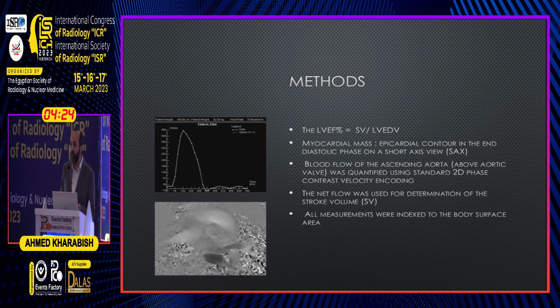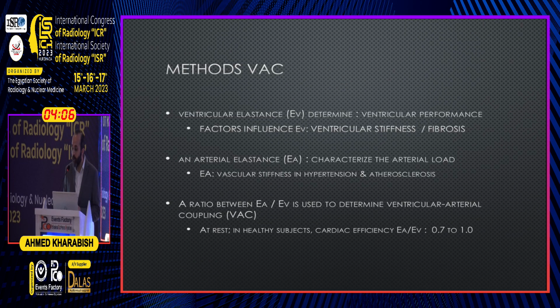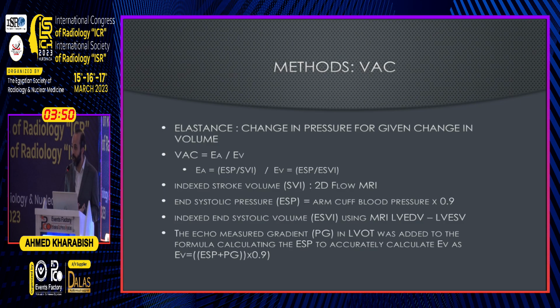The sequences that we used were the routine methods in cardiac MRI: 2-chamber, 3-chamber, and the short axis, which was used to measure the myocardial mass and ejection fraction. We used the 2D flow in the aorta to measure the stroke volume above the aortic valve. But we added some parameters to measure during those scans in order to calculate the elastance of the aorta and the elastance inside the ventricle, in order to calculate the ventricular arterial coupling, which is the change of the pressure for a given change of a volume.